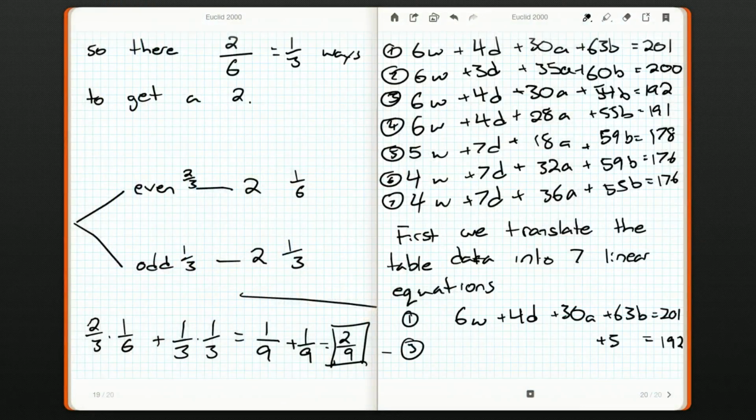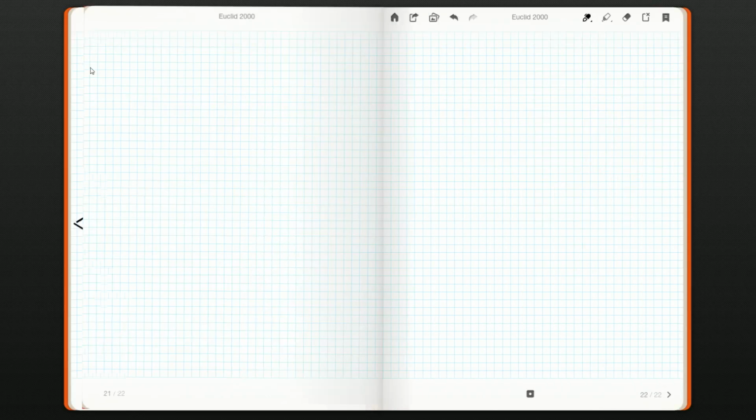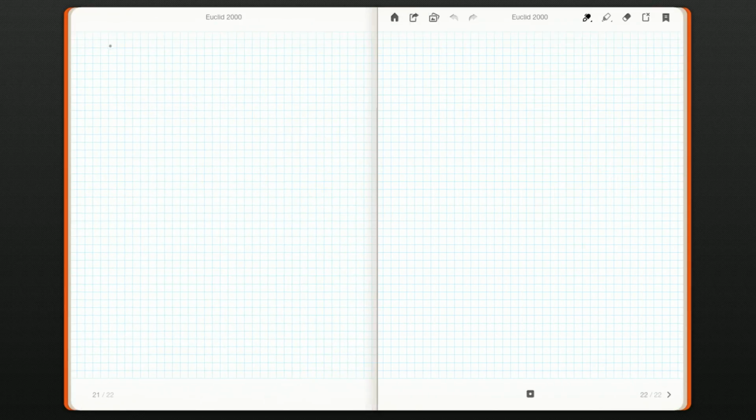And 6w plus 4d plus 30a. And when we subtract these two, we get a brand new equation that is just 9b equals 9. And it's not hard to see from here that b is going to have to be 1. We just divide both sides by 9, and we get b is equal to 1. So b equals 1. Okay, that's great.